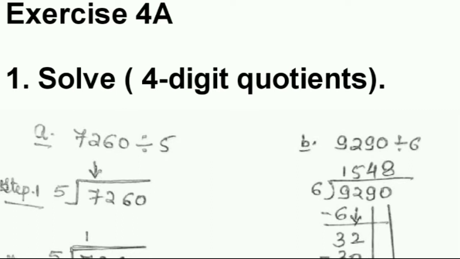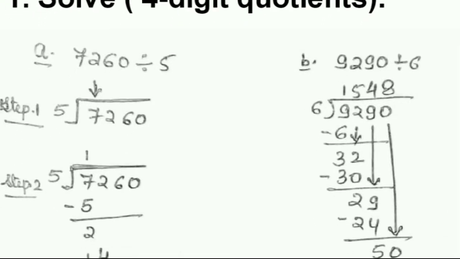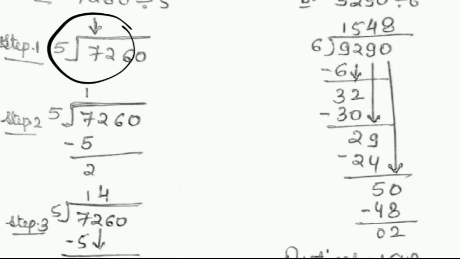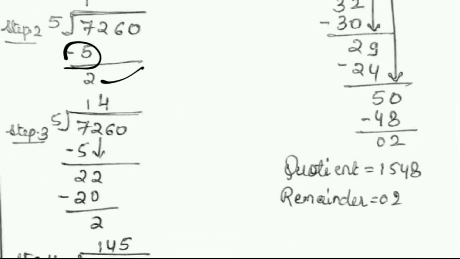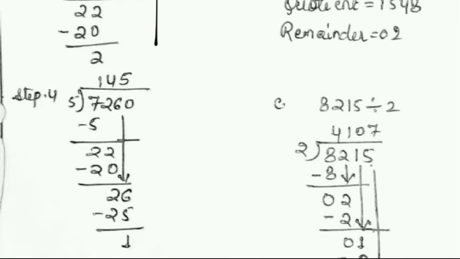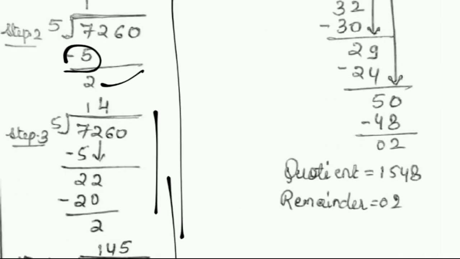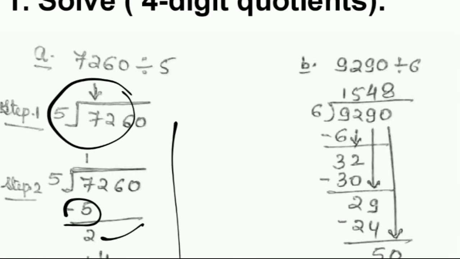Just now we have done the same, we will do it here. In this one, first we have to decide. After that, we will divide first, then multiply, then subtract, and then we get the remainder. Same here, the same method we will use. These are the steps which we have done just now. Step by step you can do it, or the direct way.